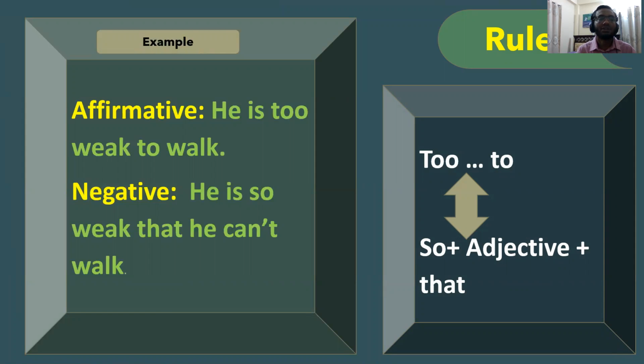What rule is it? It is rule 5: "too," "so" plus adjective plus "that." In affirmative, he is too weak to walk. In negative sentence, he is so weak that he can't walk. Okay. Now, let's go to the next rule.